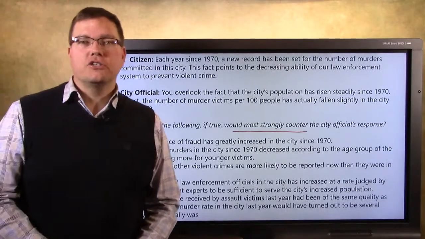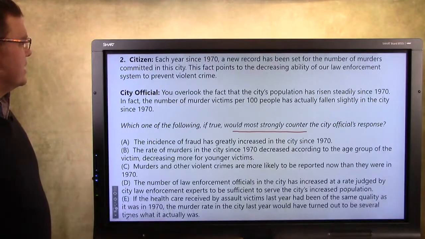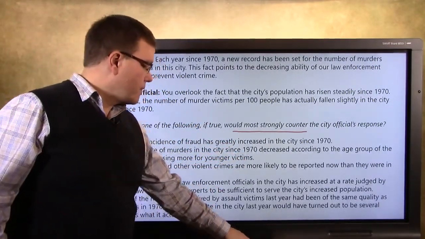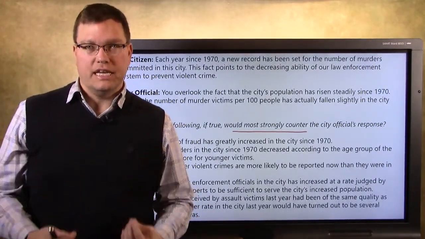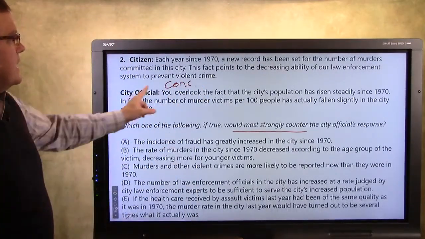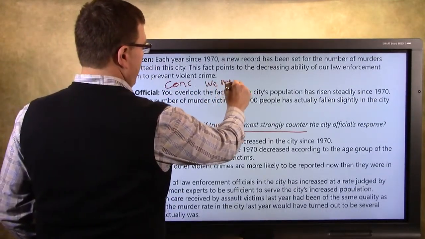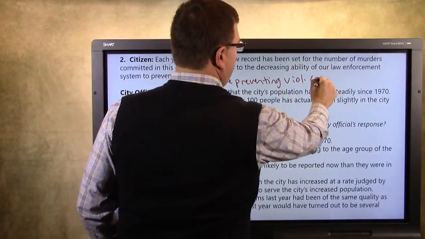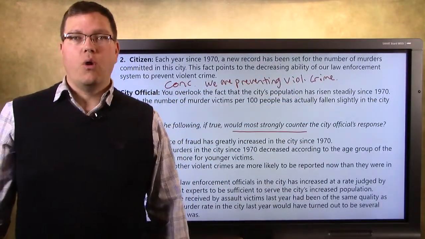Okay, I'm seeing the answers start to roll in, and so that means that I know that you guys are ready to take a look at this one. So we're looking at the city official, okay? The first thing you have to do is be able to decide what the city official's conclusion is. The city official's conclusion is that we are preventing violent crime. Okay, how do I know that the city official's conclusion is that we are preventing violent crime? How do I know that?